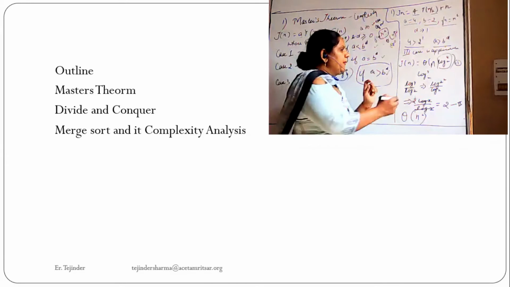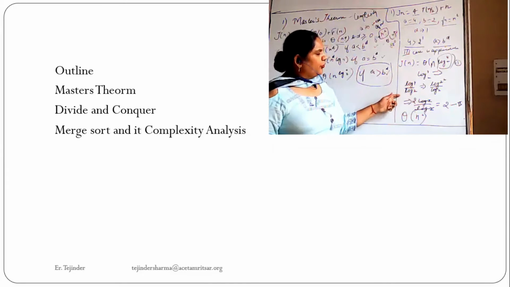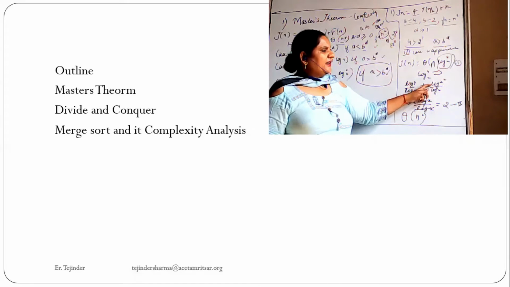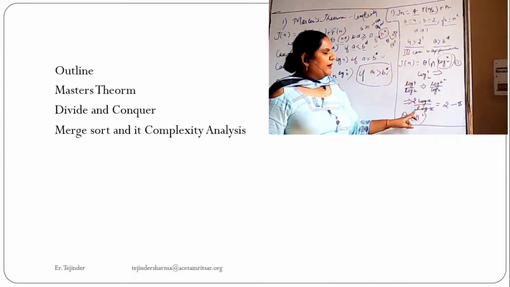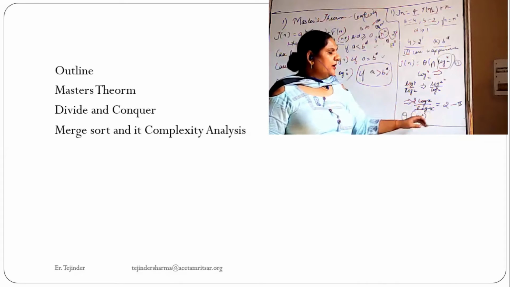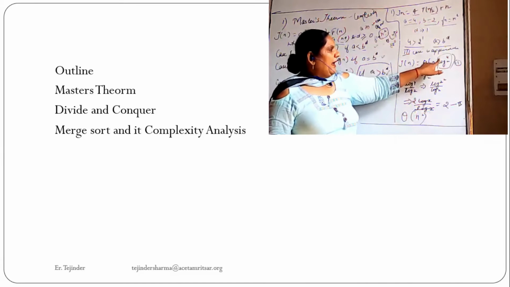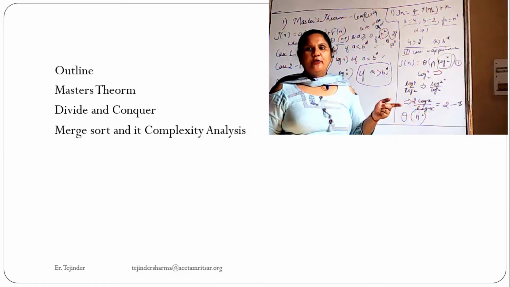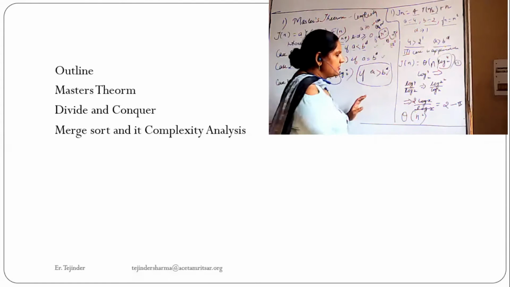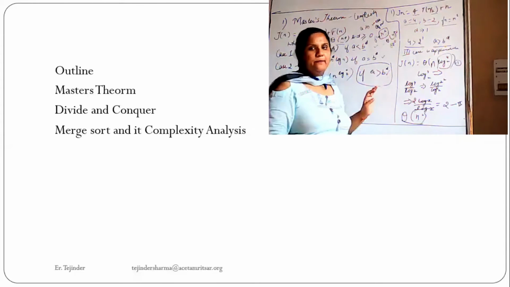So log 4 base 2 is equal to log 4 by log 2, and we can say that log 2 square by log 2. Then we can write 2 log 2 by log 2 and we will get 2. So here n's power is 2 because we have calculated the value of log 4 base 2 as 2. So this is going to be theta n square.